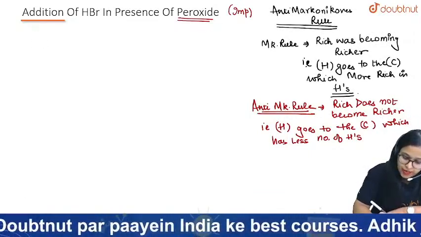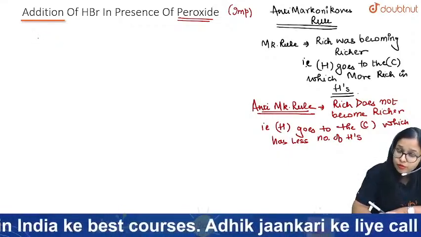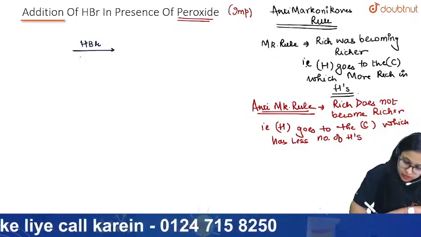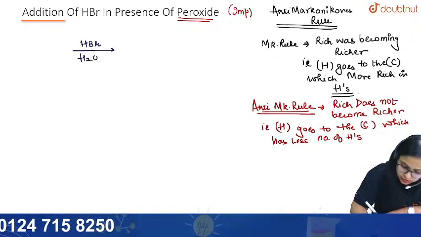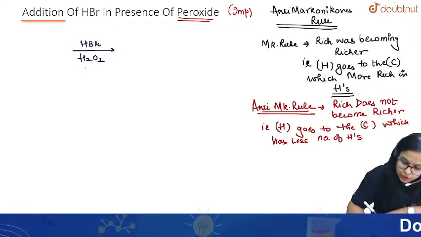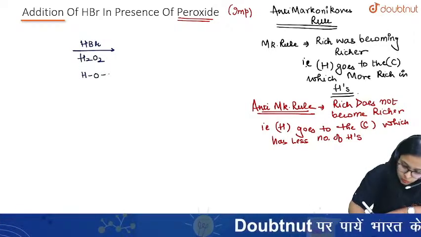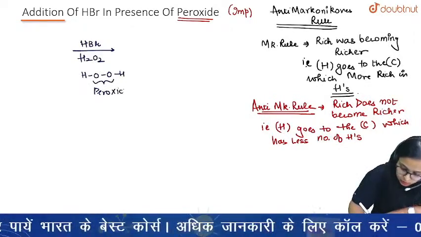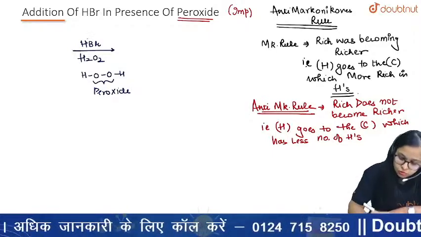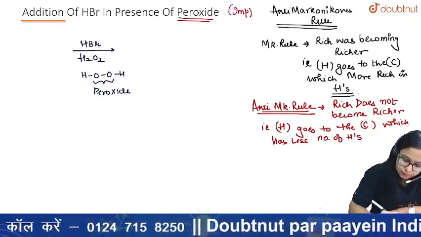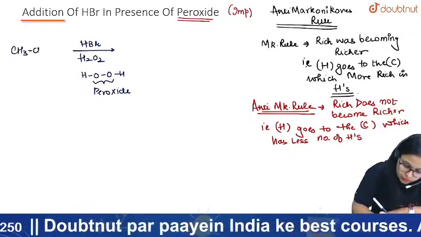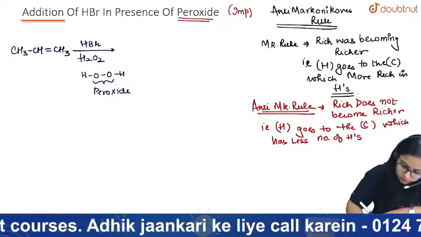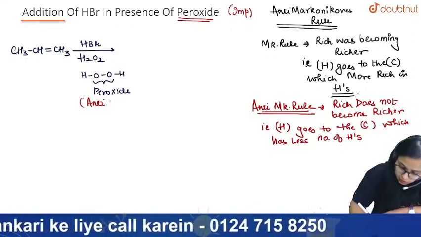Now, for the anti-Markovnikov rule, it is important to have HBr plus peroxide. It can be H2O2, it can be R2O2. Now, H2O2, as we know, has an OO linkage, which is a peroxy linkage. So these are your peroxides. Whenever you see H2O2 plus HBr in a chemical reaction, understand that this will follow the anti-Markovnikov rule.